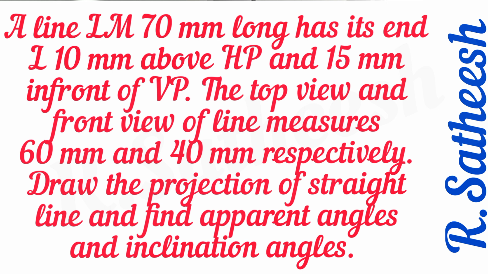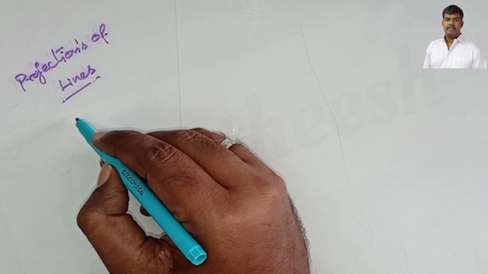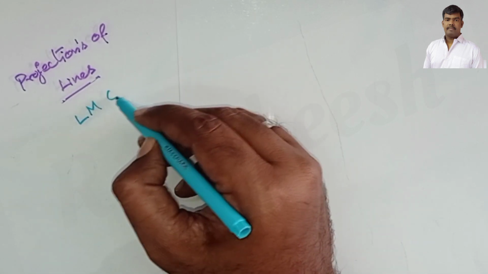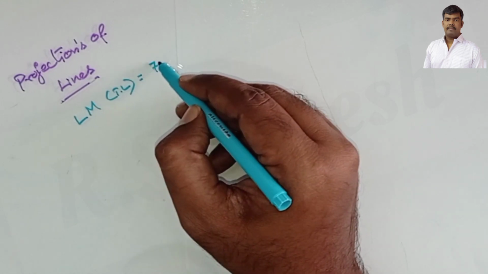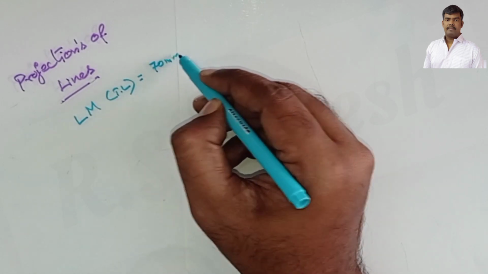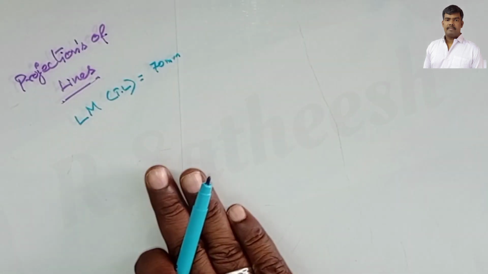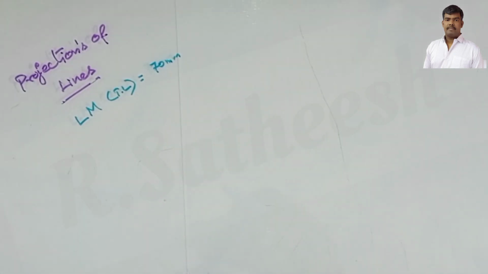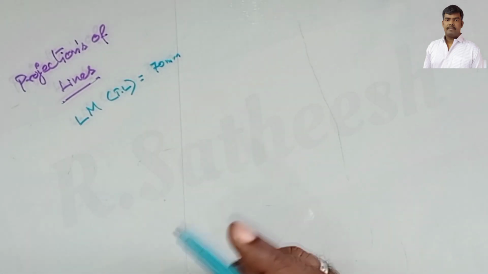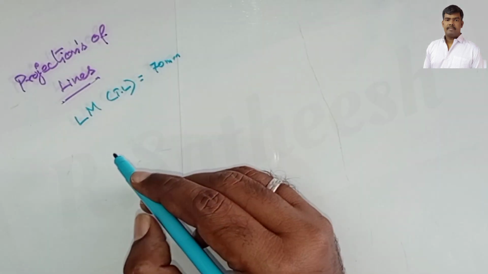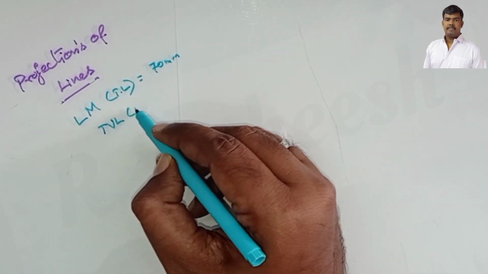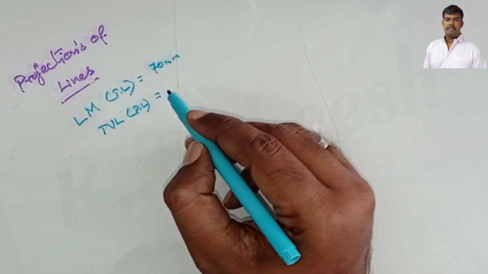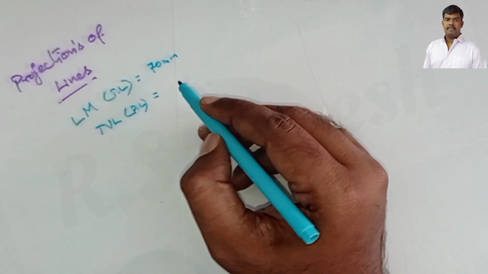Clear? So in this problem, the line LM is the true length, which is given as 70 mm. The end L is 10 mm above HP and 15 mm in front of VP. The top view and front view of the line measure... So the top view length is the plan length. How much? The top view is 60 mm.